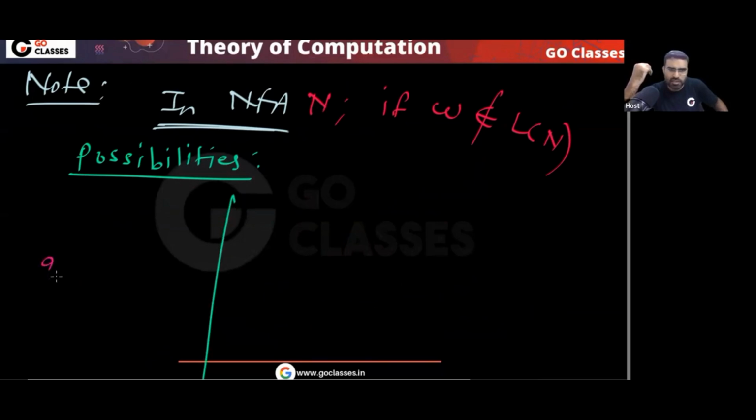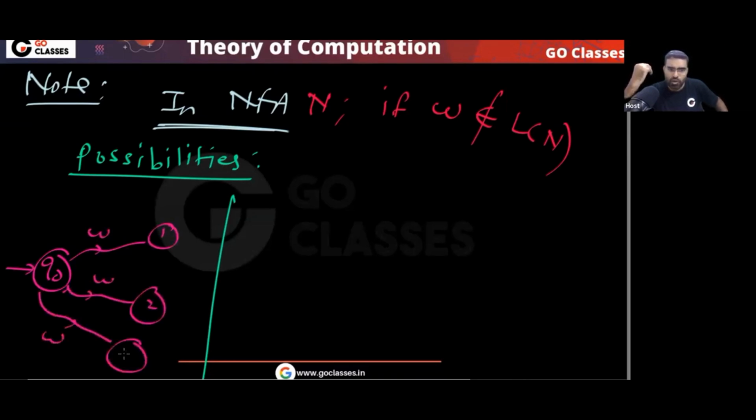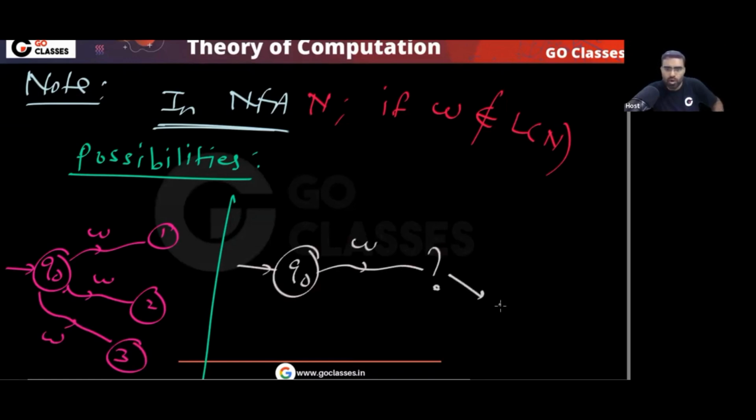Either this will happen, that from the initial state on W, wherever you go, that will be non-final. Agree? Wherever you go, that will be non-final. Or this possibility will happen, that there is no move. Nowhere.